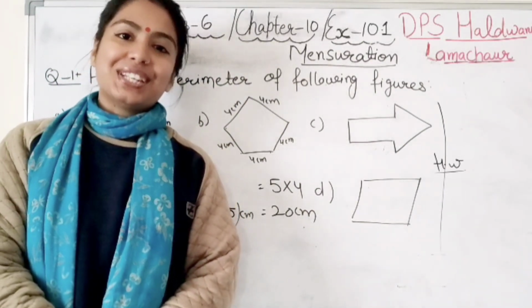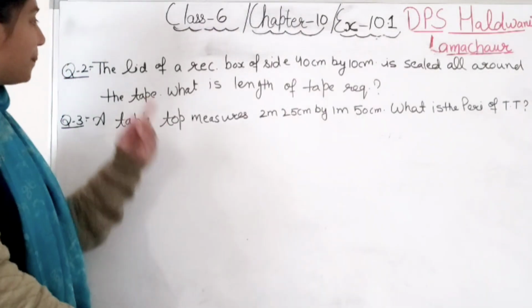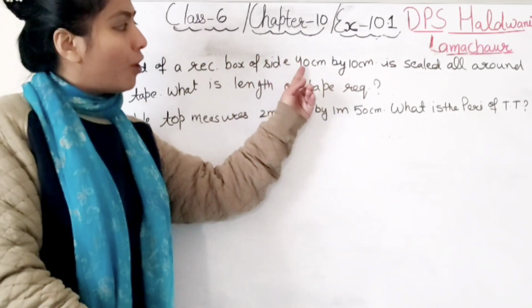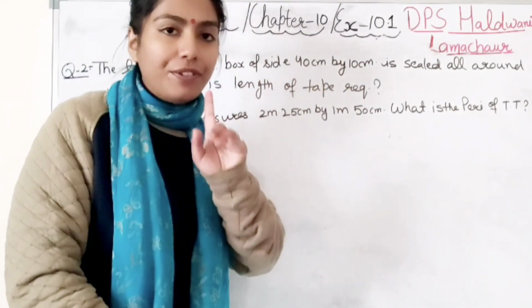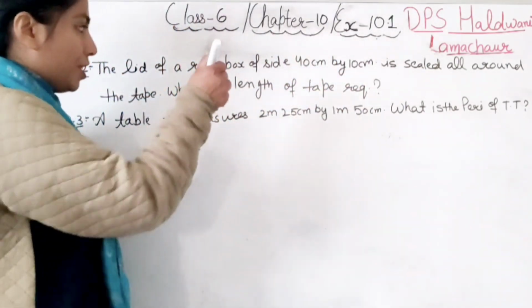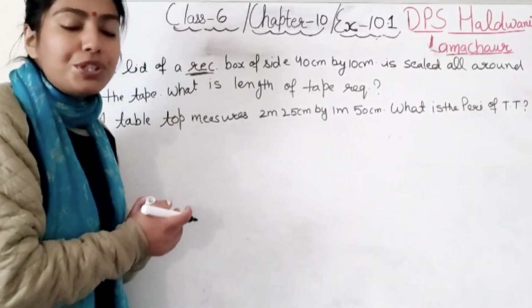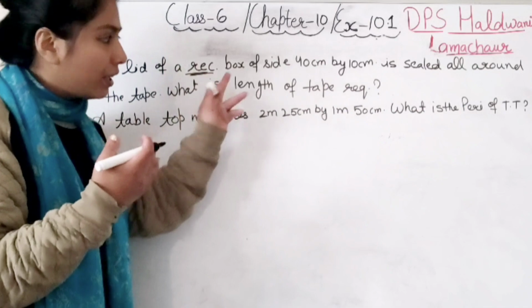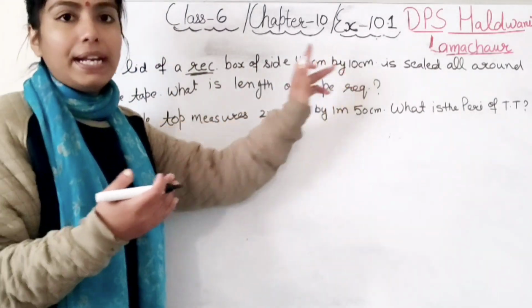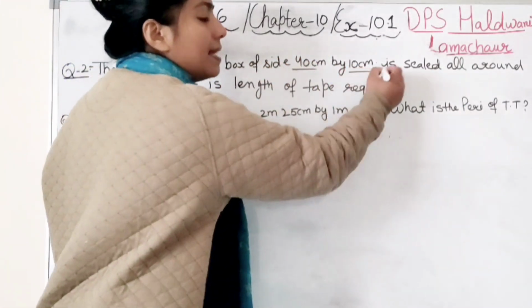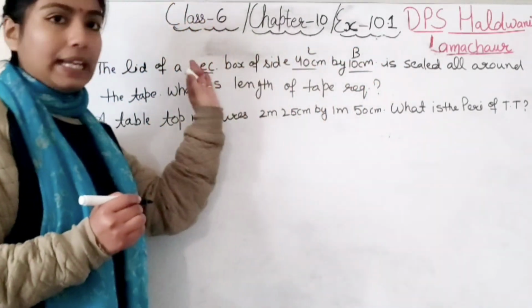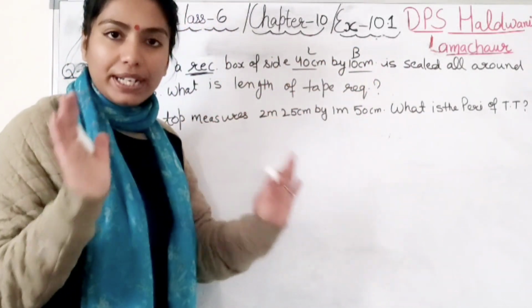Coming to our next question, our question number 2 student. The lid of a rectangular box of side 40 by 10. Student, first of all, you need to see what shape is given to you, and according to the shape, what condition is given to you. So it is a rectangular box. Rectangular box side is 40 by 10. It means this is length and this is breadth. Right student?